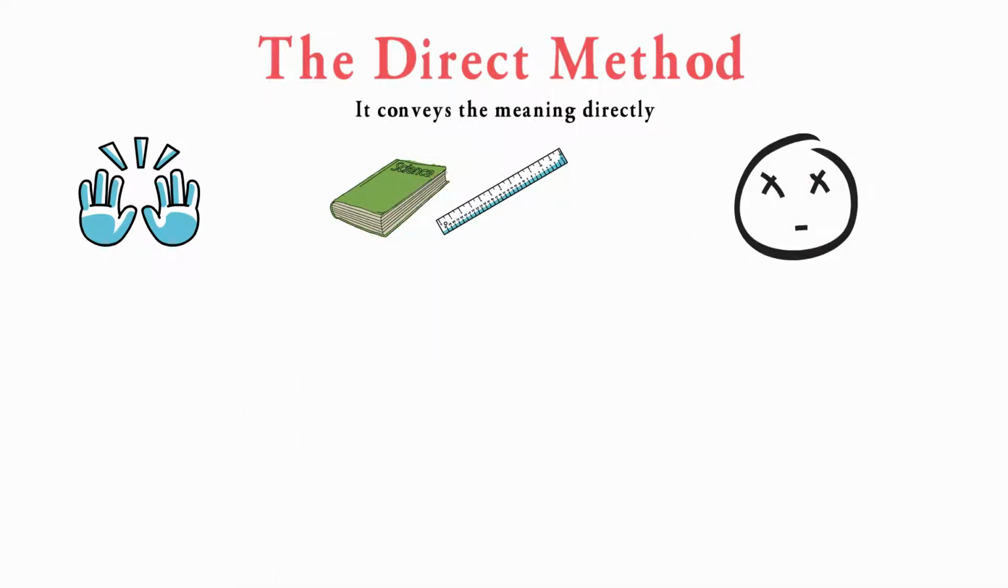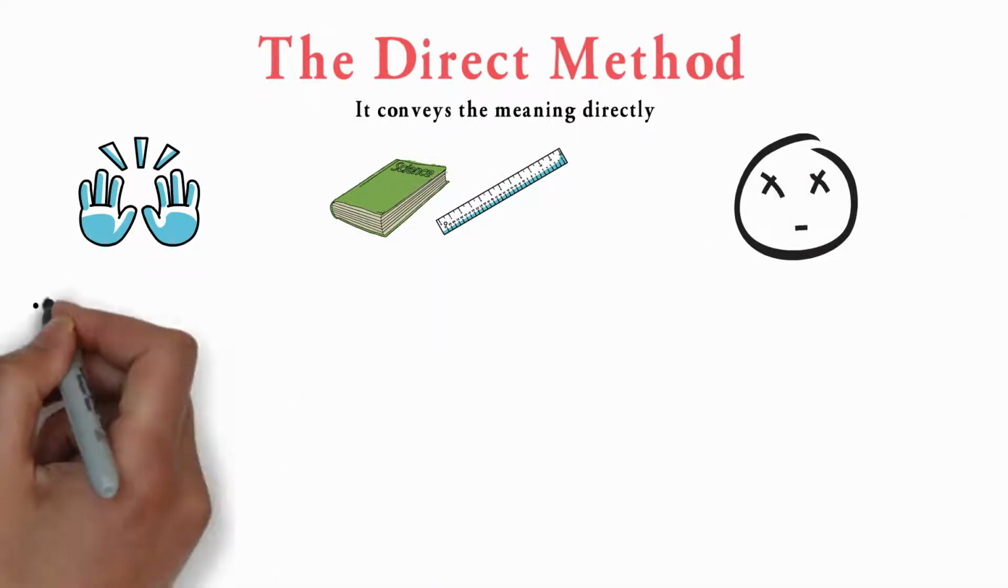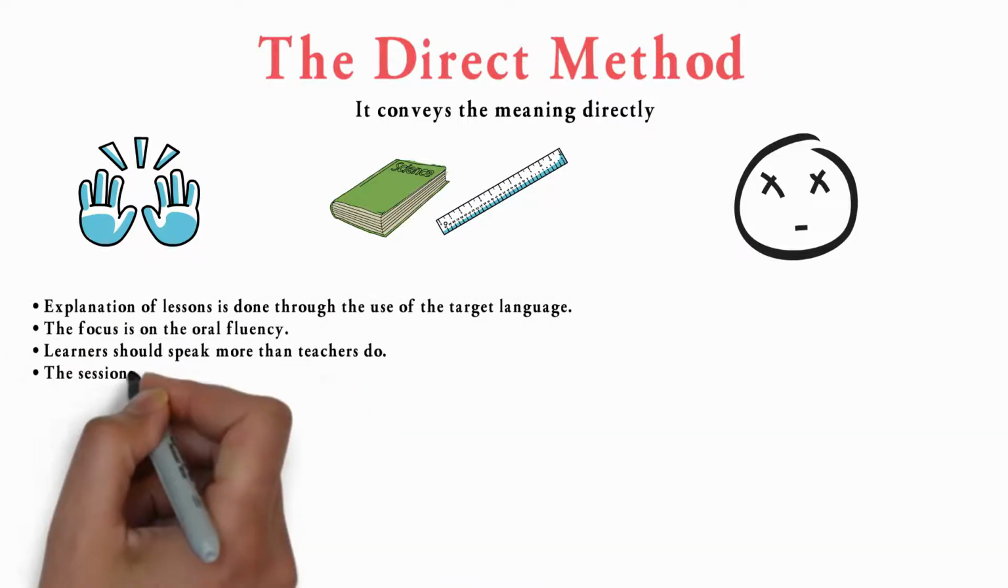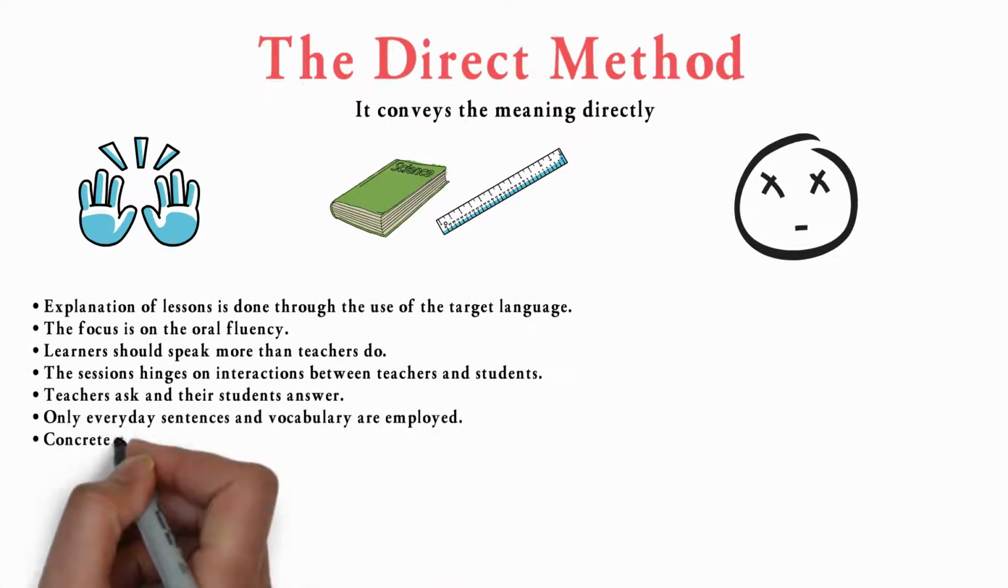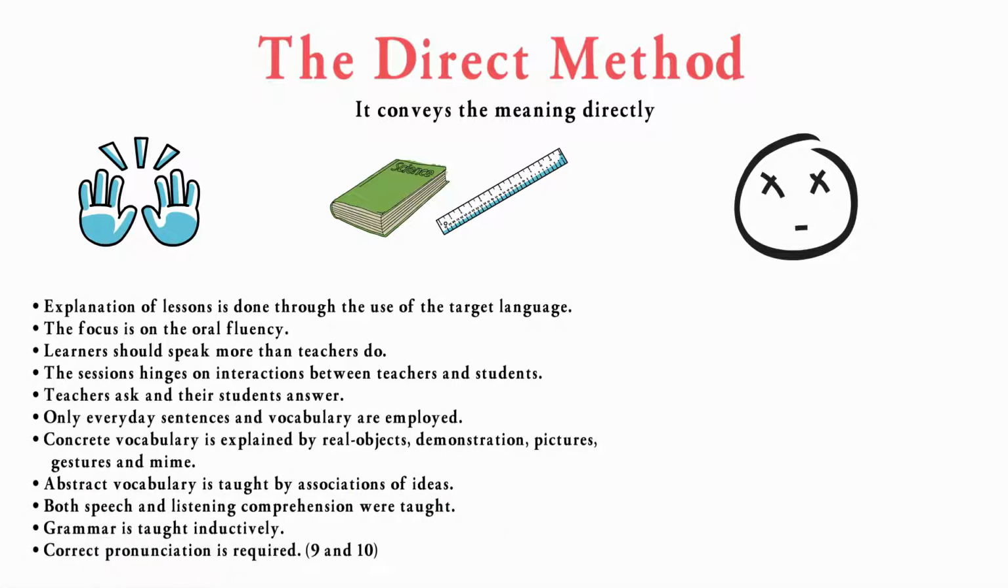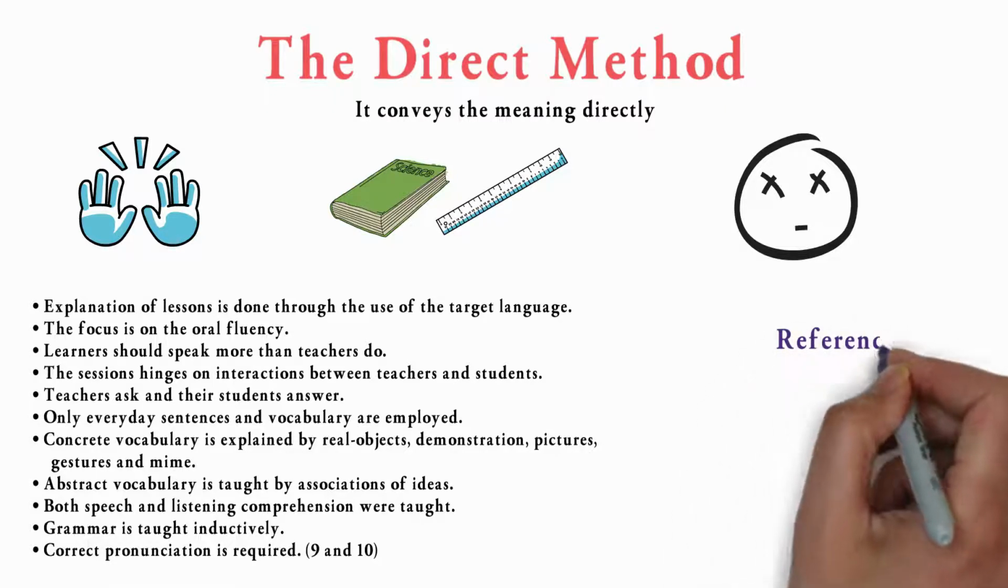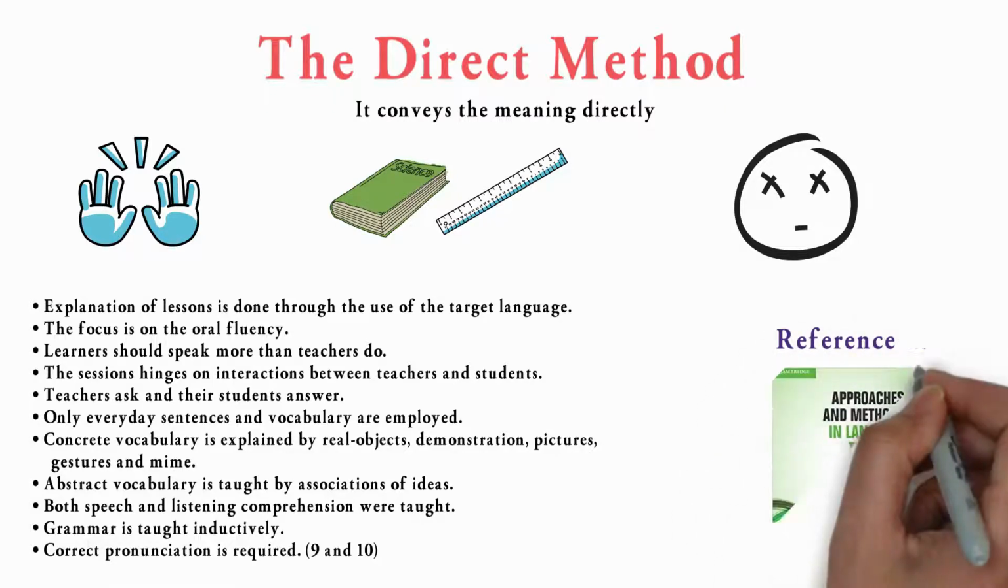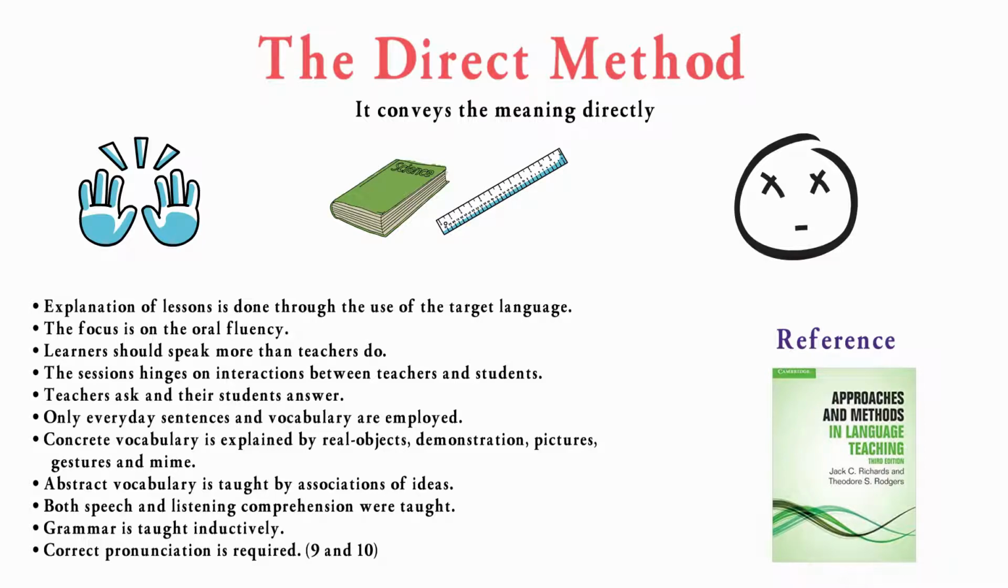This method can be summarized in the following points. Explanation of lessons is done through the use of the target language. The focus is on oral proficiency. Learners should speak more than teachers do. The sessions hinge on interactions between teachers and students. Teachers ask and their students answer.